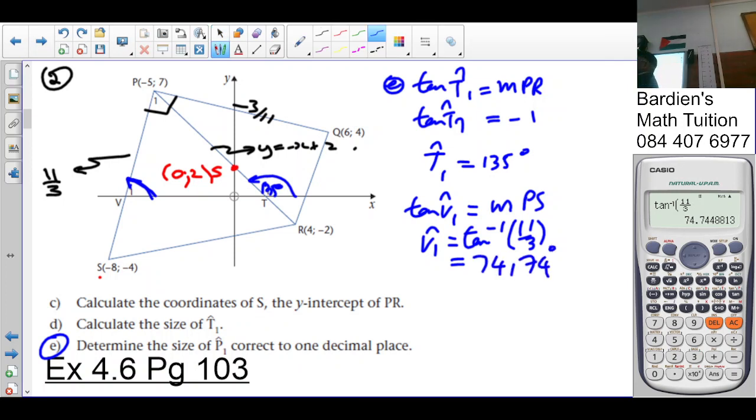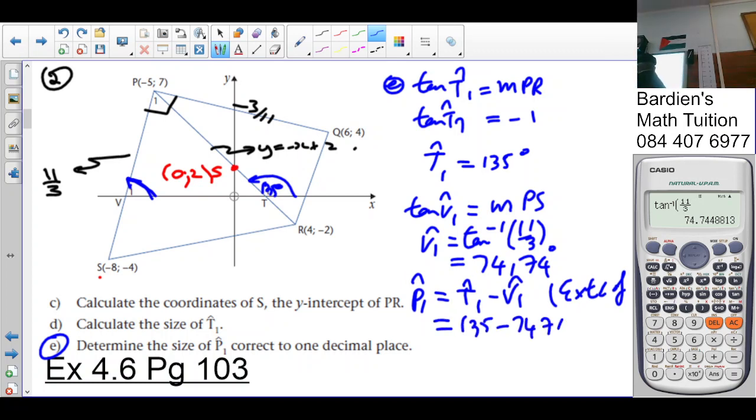But have I answered the question? No. So angle P1 is equal to T1 minus V1. The reason is the exterior angle of a triangle. No? So that's simply going to be 135 minus 74.74, which is 60.3. Is that correct?